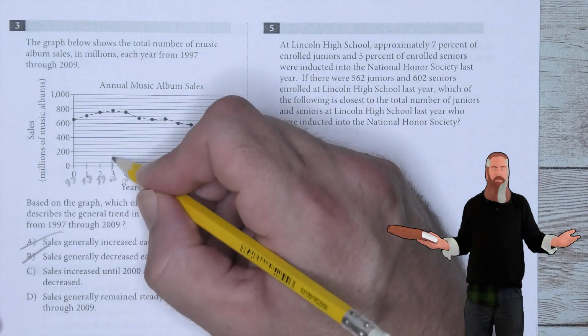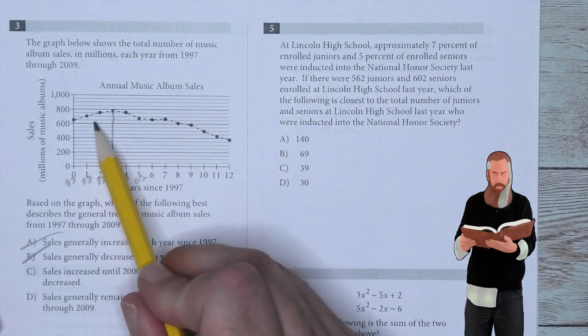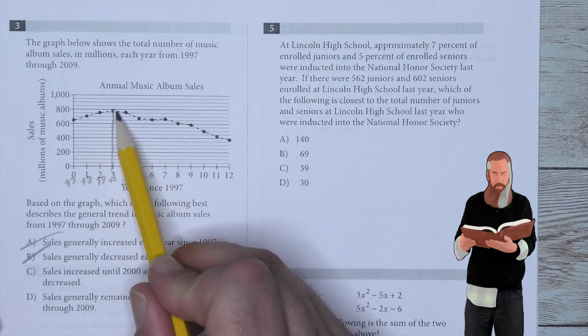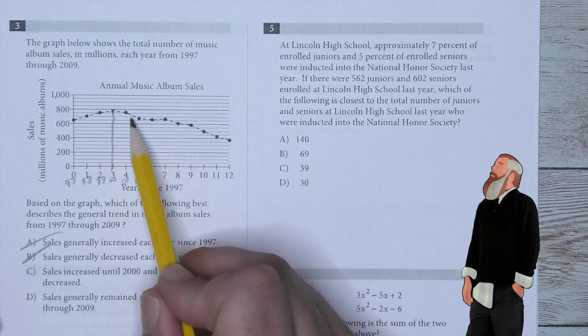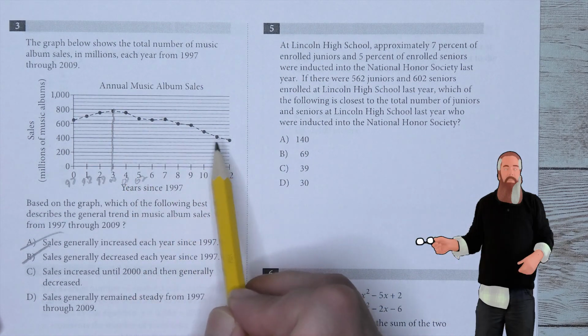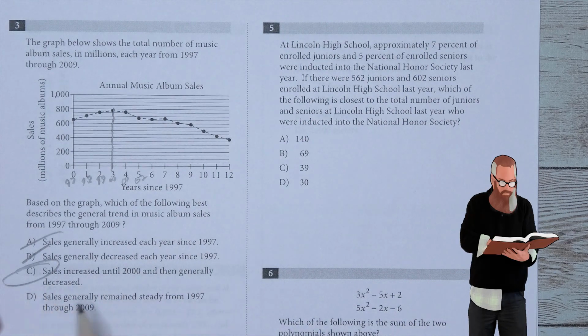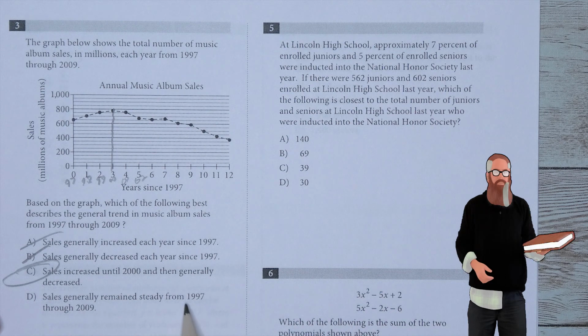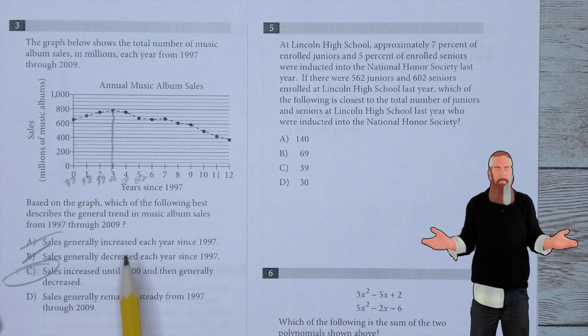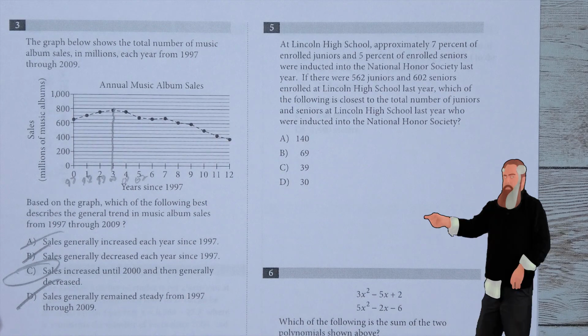Sales increased until 2000 and then generally decreased. So 2000 was right here, and it does look like they generally went on the increase. And while there is a stagnant point more or less, it overall is decreasing, which means that C looks like an answer. Sales generally remained steady from 1997 to 2009, and that is absolutely not the case in the graph. So C is the answer.